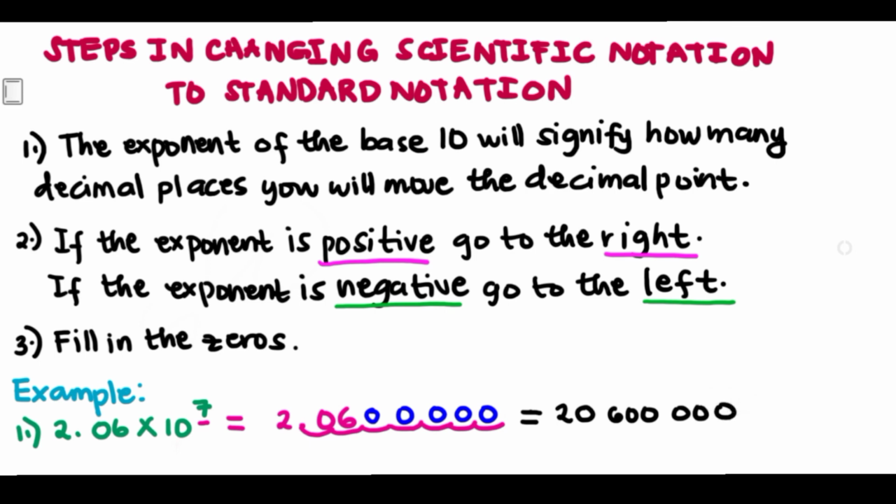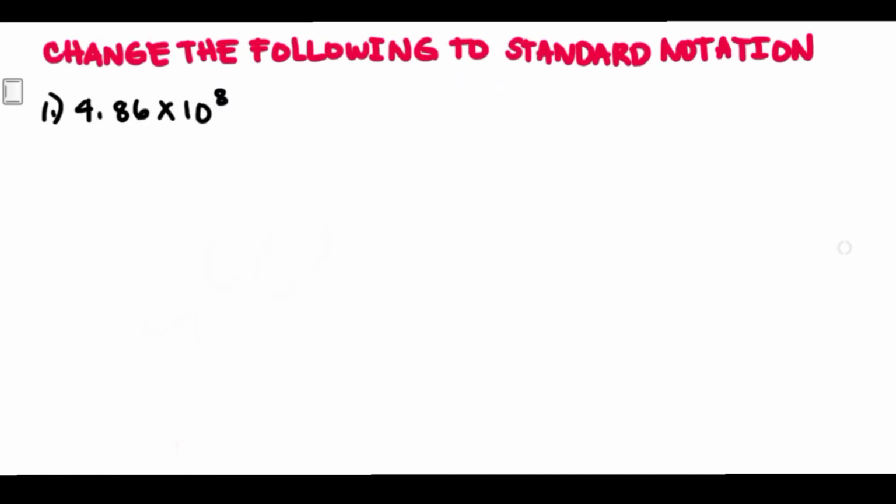Ayan. So, ang sagot po ay 20,600,000. Ang standard notation po ng 2.06 times 10 raised to 7 ay 20,600,000. So, let us now move on sa mga examples.